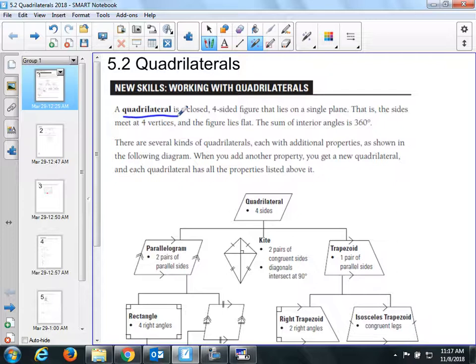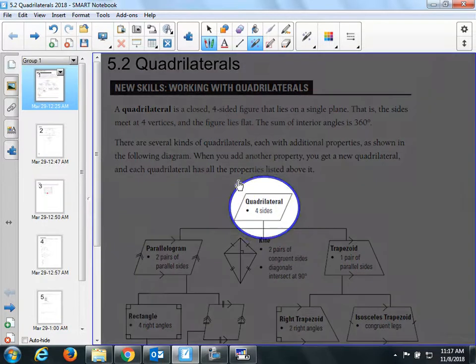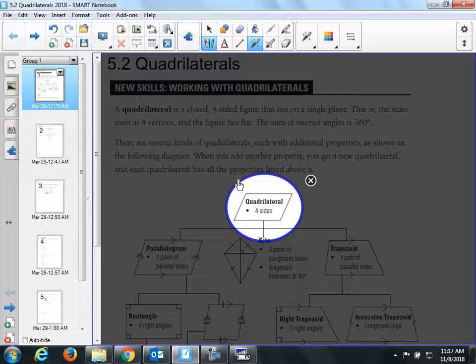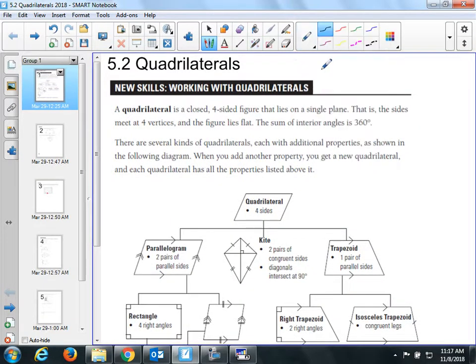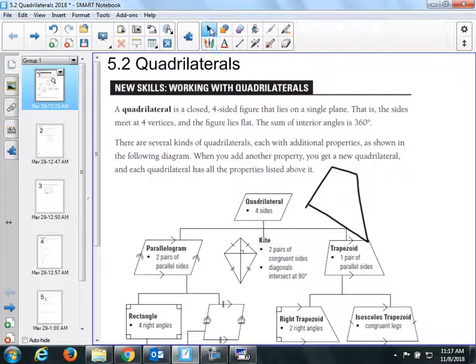A quadrilateral is a closed four-sided figure that lies on a single plane. This example here is misleading. A quadrilateral does not have to have any requirements as far as sides being the same or angles and stuff like this. Any four sides, as long as it's closed. For example, this could be a quadrilateral here. Well, it is a quadrilateral. And none of the sides are parallel, nothing to do with the angles in there.